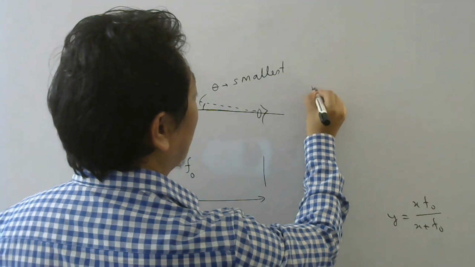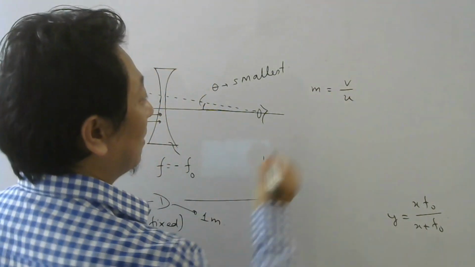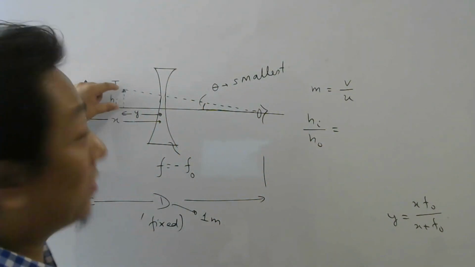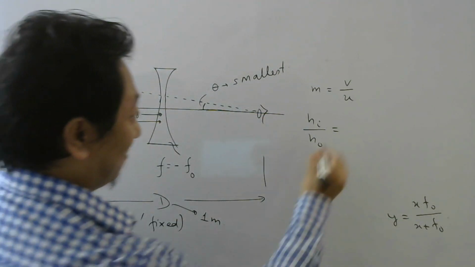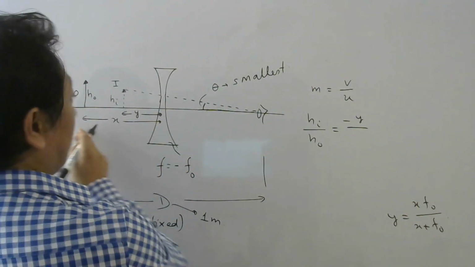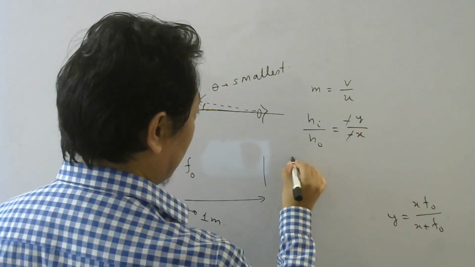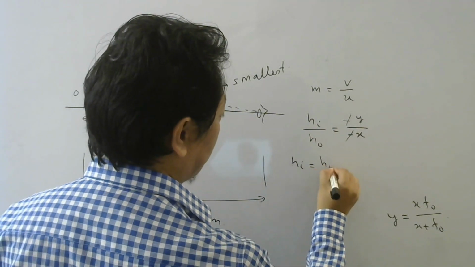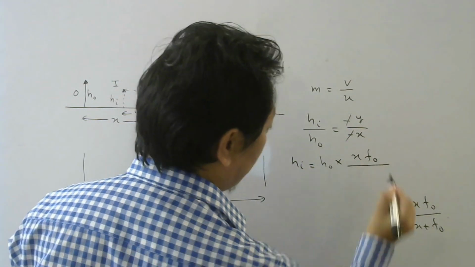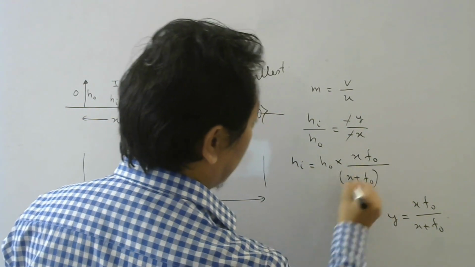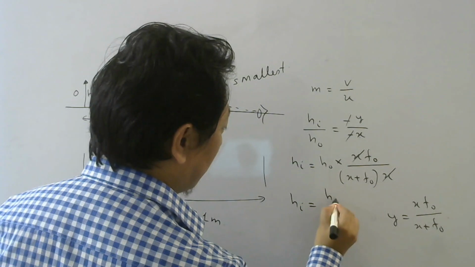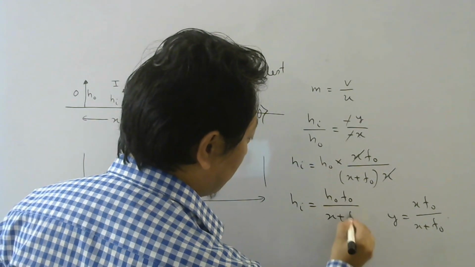Now for a lens, magnification is equal to v by u, right? And magnification can also be written as image height by object height. Remember, we wanted this image height. Finally we got it here, right? v is your minus y and u is minus x. Minus gets cancelled. So h_i will be, cross multiply, h_o into y over x. So substitute this y here, x f naught by (x + f naught), and here there is one x. That x and this x will cancel. So image height is equal to h naught f naught by (x + f naught).